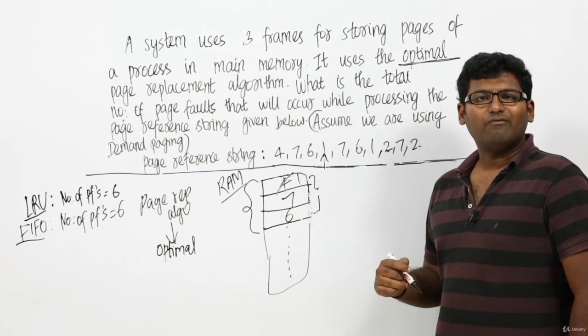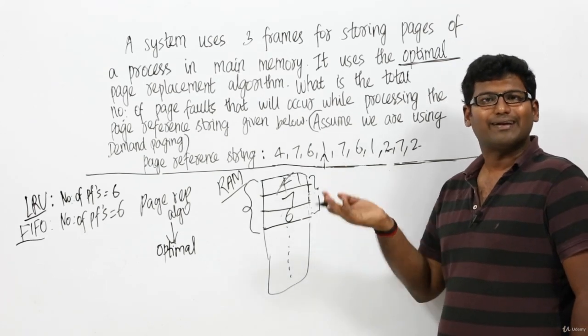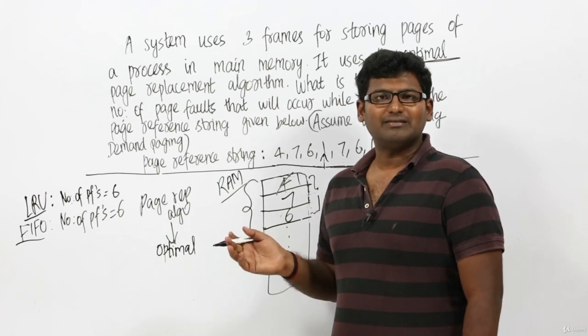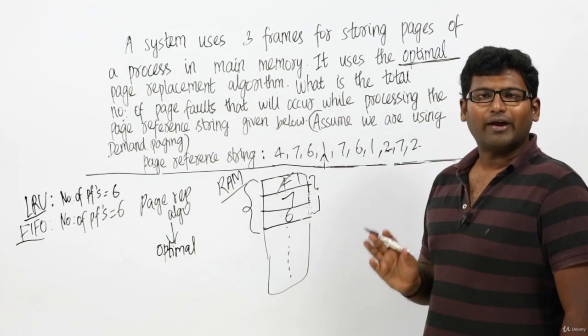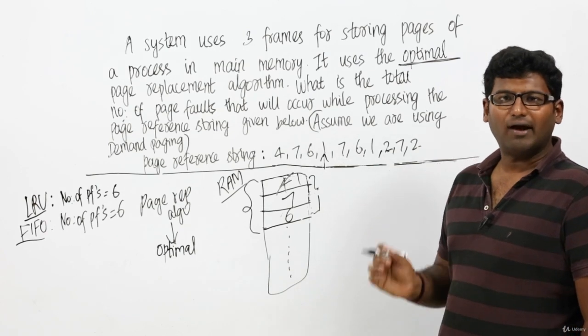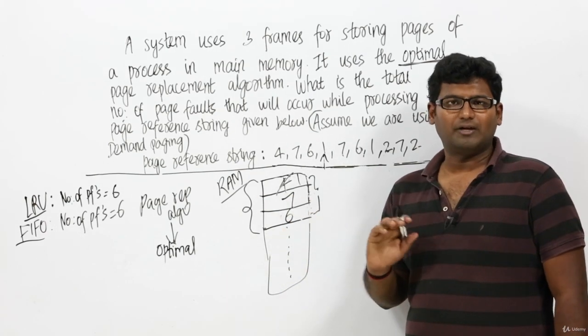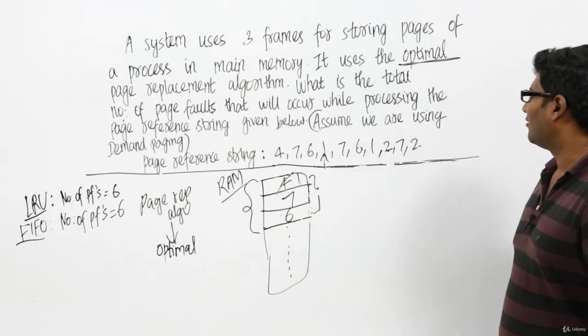This way we keep the number of page faults as low as possible by using the optimal page replacement algorithm, and this is the best algorithm considering page faults, which means you cannot find an algorithm which will have fewer page faults than optimal page replacement. Fine. Anyway, let's see this. So we have placed page number 1. Fine.